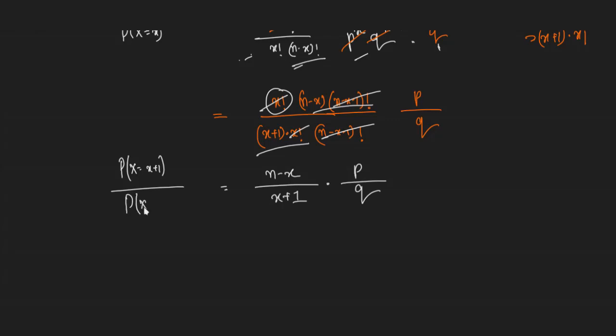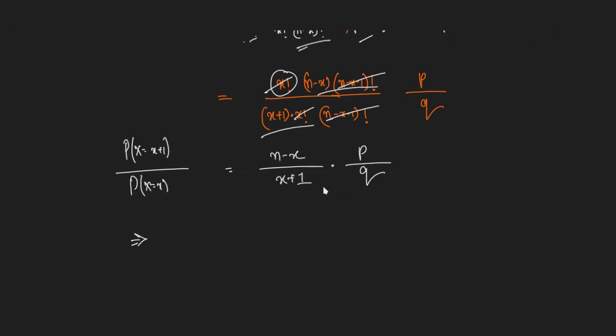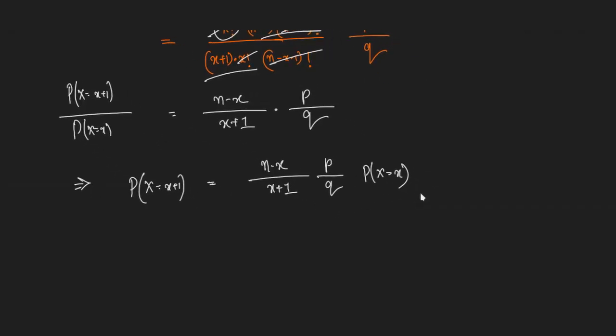So this is the value of probability of x equal to 1 and probability of x equal to x. This implies, if we cross multiply, I will get probability of x equal to x plus 1 is equal to n minus x over x plus 1, into p over q, into probability of x equal to x.